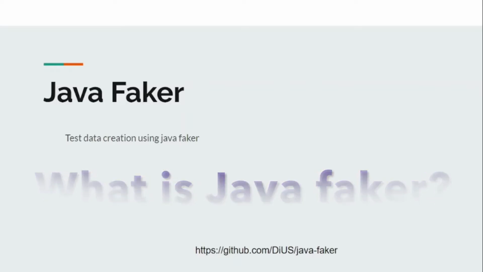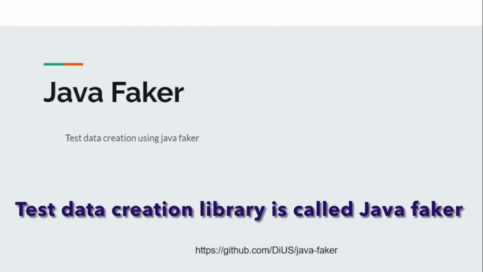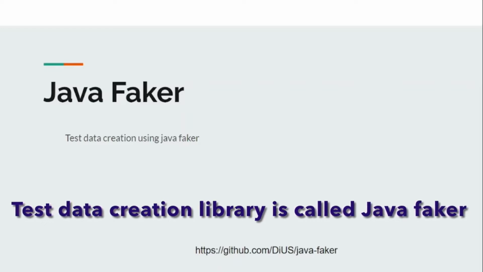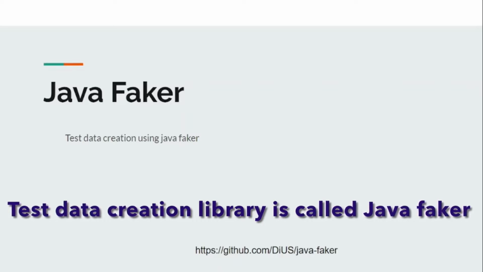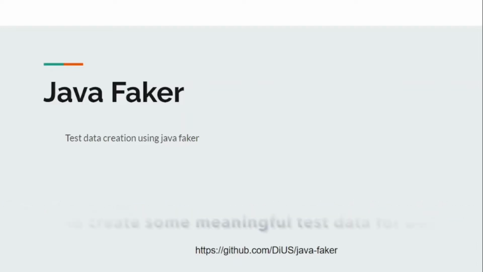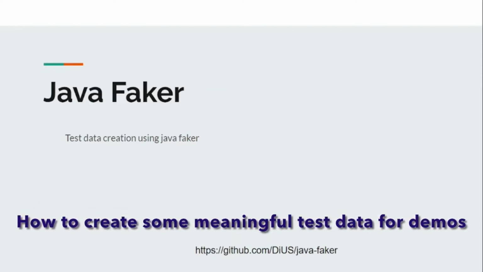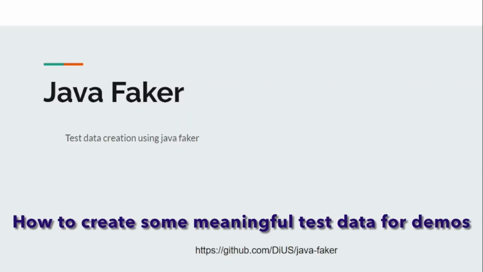So Java Faker, what is Java Faker? Faker is a test data creation tool on Java. In Java projects, you use Java Faker to create test data close to real data. For example, you want to create thousands of data, 100,000 rows in your database, so that you can showcase your application performance and other things which you have developed in the proof of concept, etc. You're going to use Java Faker.